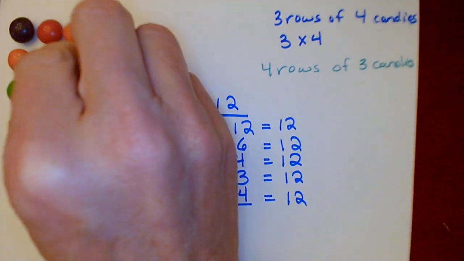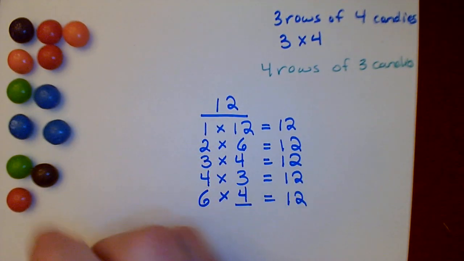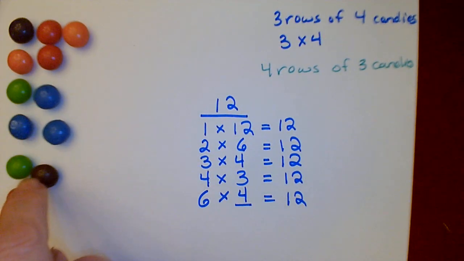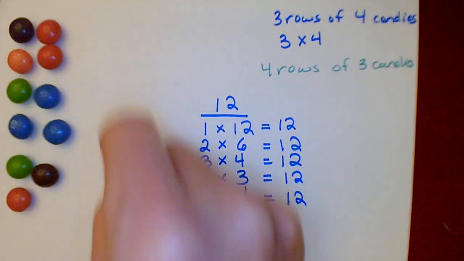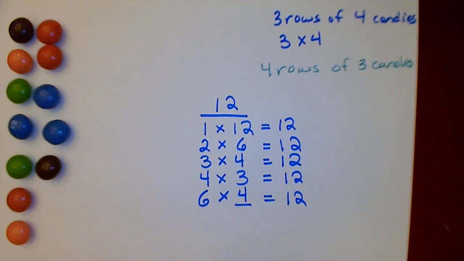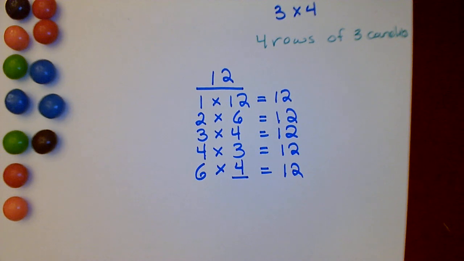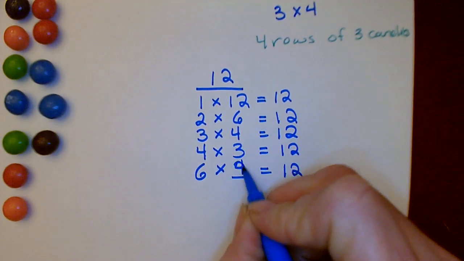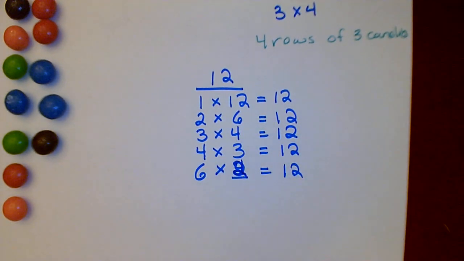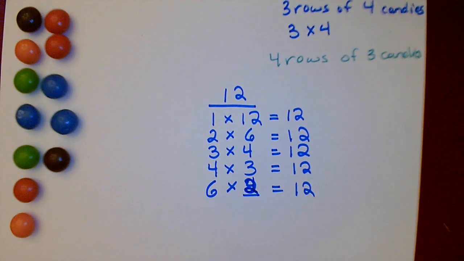Try 7. Could I do 7? Let's see. 1, 2, 3, 4, 5, 6, 7. Is 7 going to work? Oh, what do I have here? This should be a 2, my friends. Oh my goodness. It's way too late for this. 1, 2, 3. So this would be 6 rows of 2. But now we're trying 7. And 7 does not work.